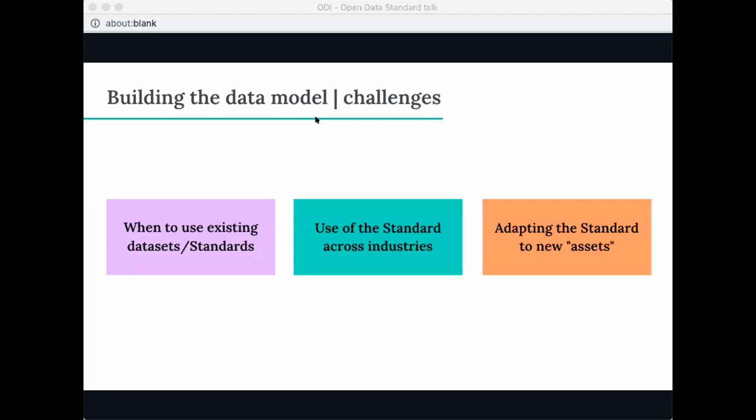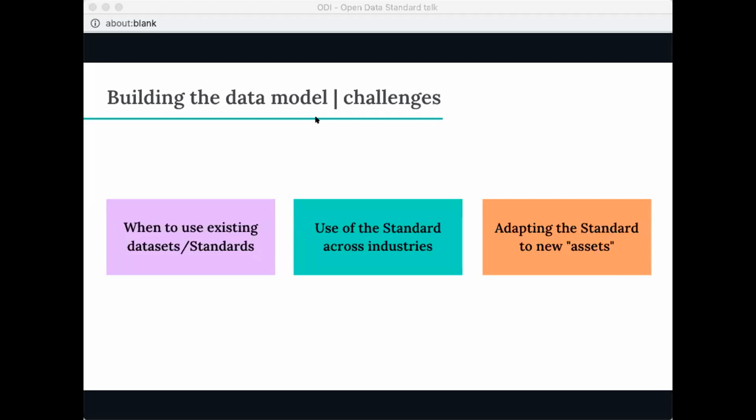So this takes me to the last part, which was around the challenges we found. And this has been really, really helpful to get the ODI's support and guidance on. When you start building a standard, you want to start standardizing everything, and then you realize that there's no end to that. So we were looking, for example, at materials, and at something like a PET plastic bottle.